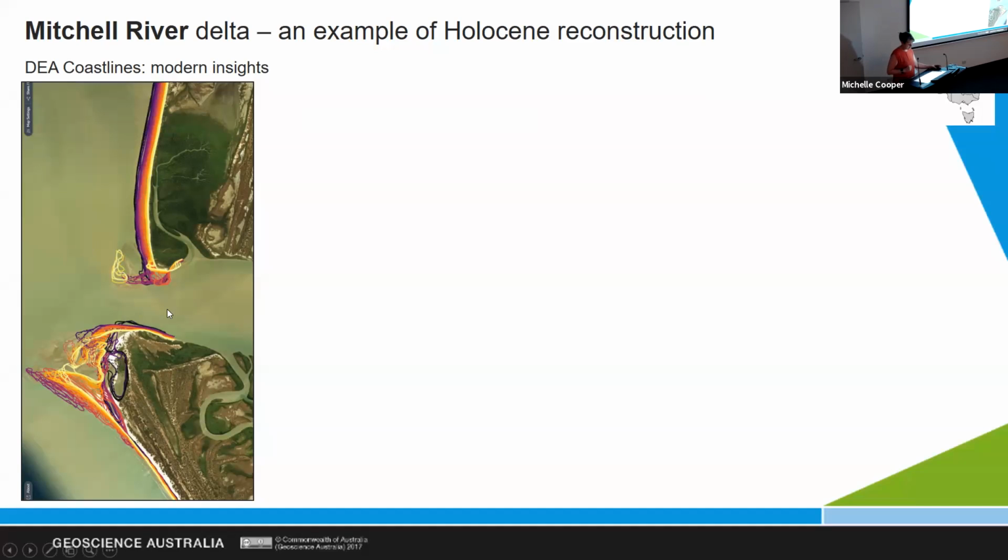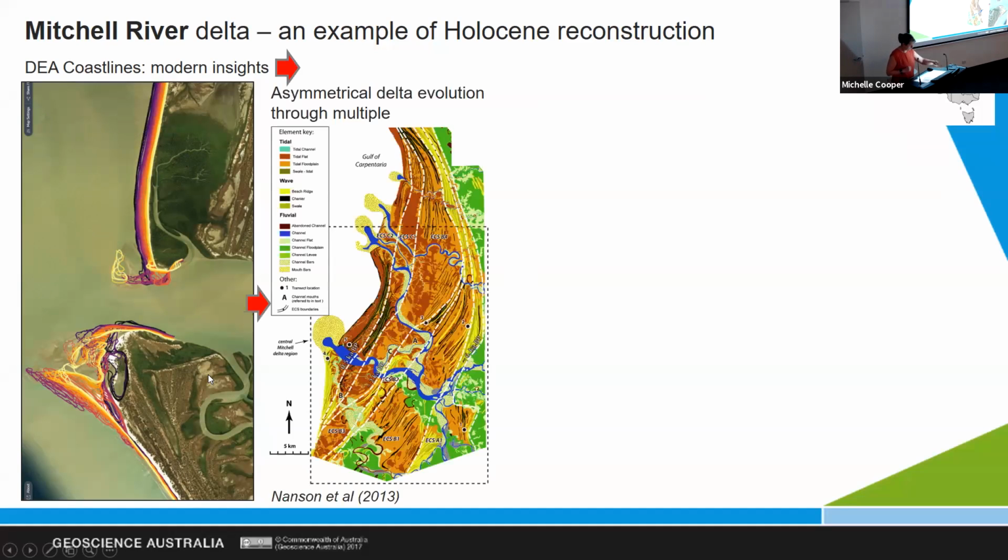This is really important for understanding the distribution of sand and potential reservoir, what we call potential reservoir for this modern analogue for ancient hydrocarbon-bearing asymmetrical delta systems. So we didn't have DEA Coastlines, and we didn't have even Arc-to-Earth plugins.